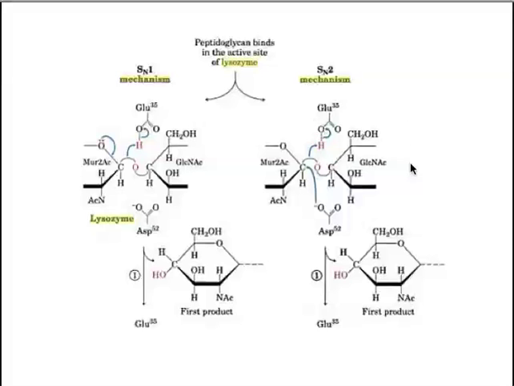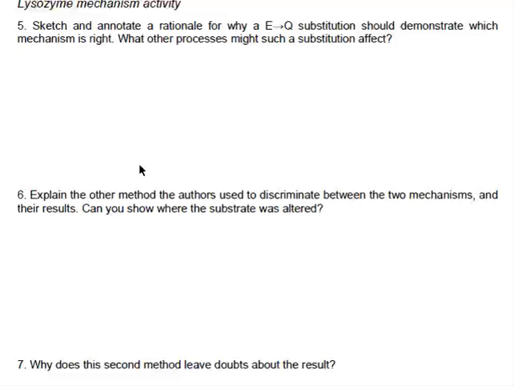The point being that the removal of that glutamic acid 35, or the conversion of that to a glutamine, doesn't get rid of our key player in the mechanism, which is the aspartic acid, which acts as the nucleophile, breaking that glycosidic bond. But it is complicated, because there are other steps of the reaction that you alter when you make that substitution.